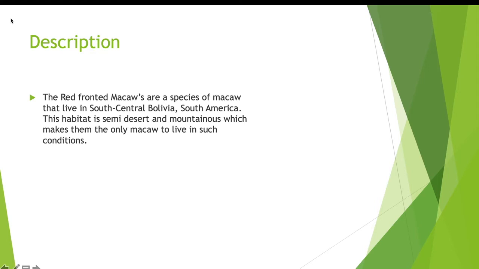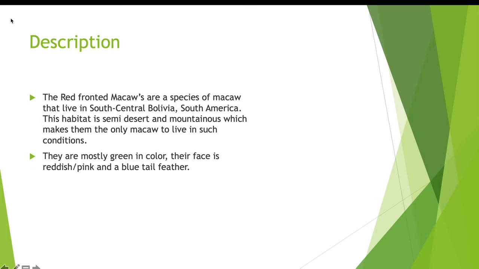So a quick description, the red-fronted macaw is a species of macaw that lives in south central Bolivia. And the habitat they live in, South Central Bolivia, is actually semi-desert and mountainous, which makes them the only macaw to live in such conditions. Other macaws live in tropical and forested areas, so this definitely makes the red-fronted macaw a different species.